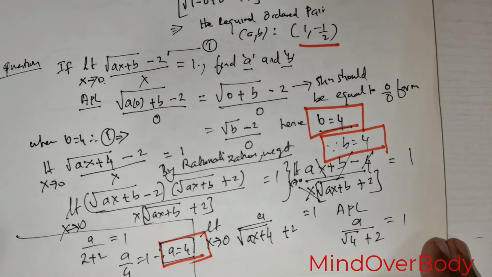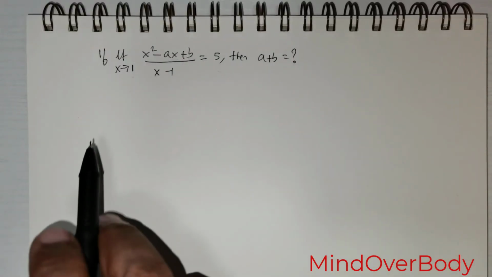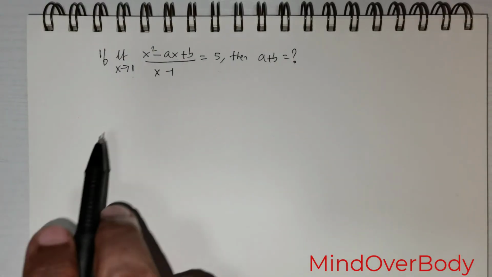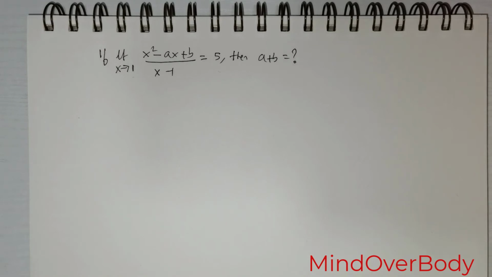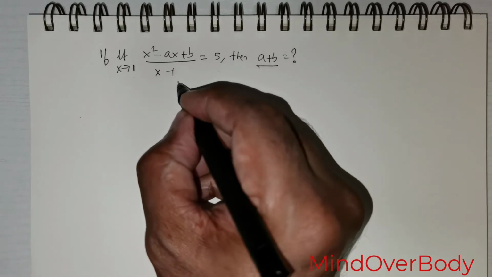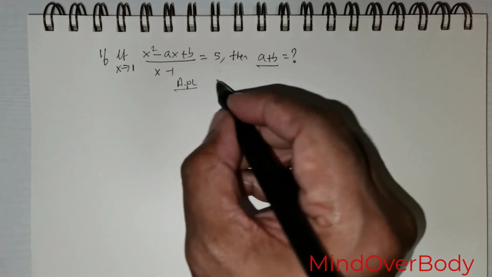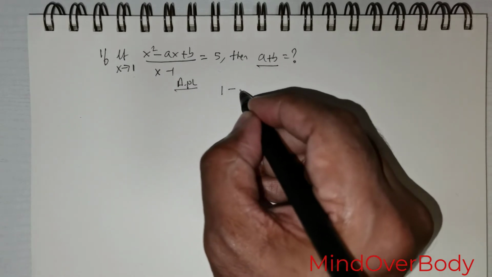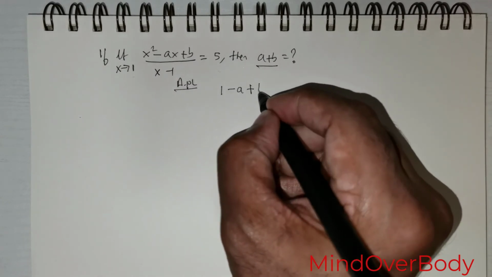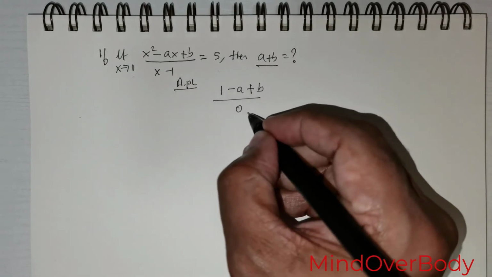We will move on to the next question. Students, we are given this question: if limit x tending to 1 of x squared minus ax plus b divided by x minus 1 is equal to 5, then we are expected to find a plus b. Now foremost we will apply the limits. Applying limits, x is tending to 1, so there is going to be 1 minus a plus b divided by 1 minus 1, that's going to be equal to 0.